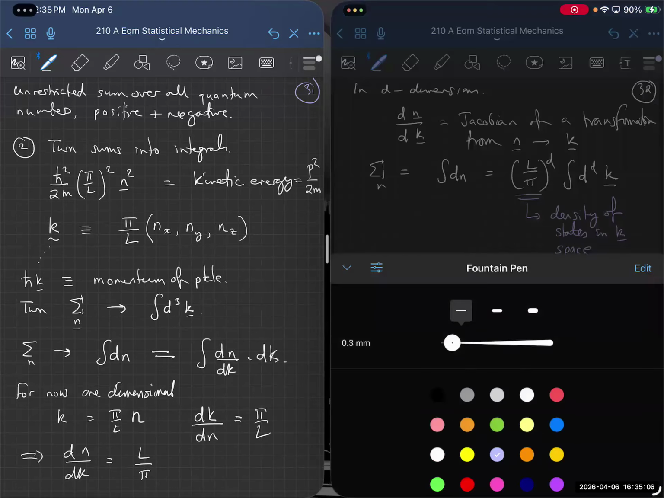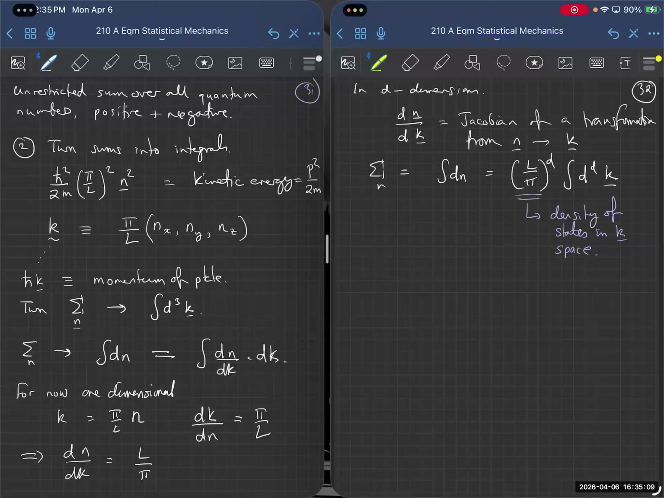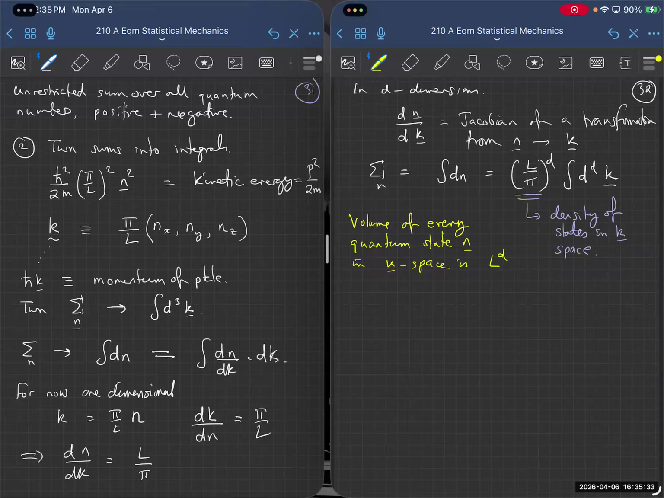And why do we call it that? Well, the formula that we derived on the other page says basically that the volume of every quantum state n in K space is L to the d over pi to the d.